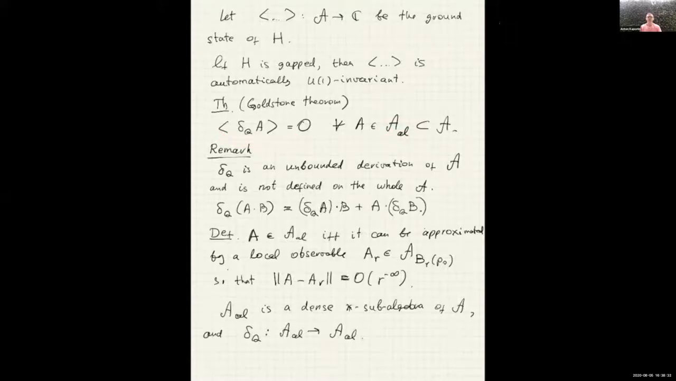And that implies, if you exponentiate this Q to an actual U1 symmetry transformation, that the expectation value of the U1 transform of any almost local observable is the same as before the transformation, that is, U1 invariance. And that then extends to the whole algebra, because while the infinitesimal U1 transformation given by this delta, its derivation, is only well defined in this dense subalgebra, the actual finite U1 transformation is defined, of course, on the whole algebra A.